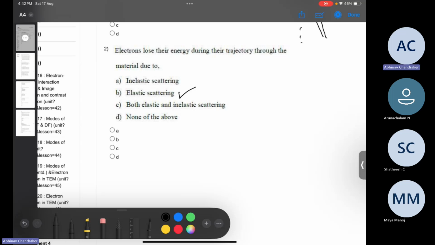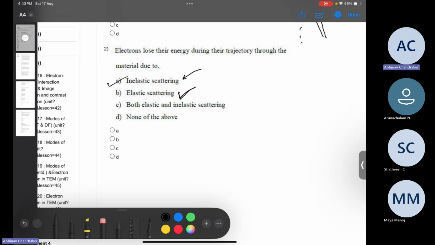Okay, let me answer. I have already told that in case of elastic scattering, there is no change in energy. This is a Coulombic repulsion. So no change in energy occurs, and the answer should be quite straightforward. It is inelastic scattering. So what are some ways in which inelastic scattering can happen?